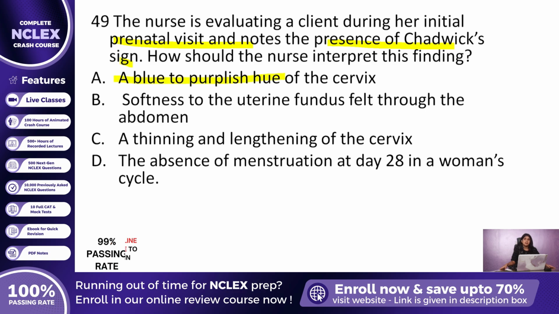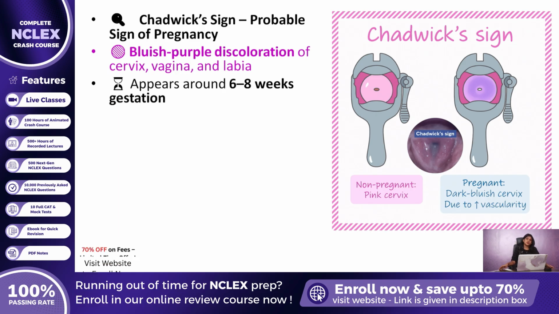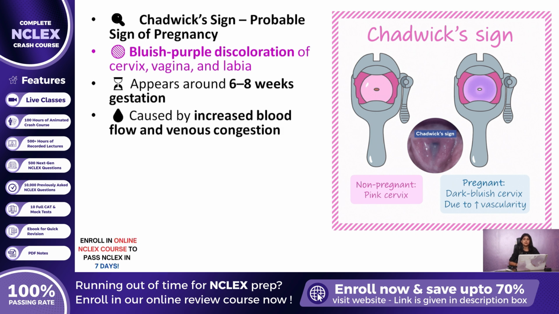Here is the rationale. Chadwick's sign is a probable sign of pregnancy, identified by bluish to purplish discoloration of the cervix, vagina, and labia, due to increased blood flow and venous congestion. It typically appears between 6 to 8 weeks of gestation and is noted during pelvic examination.